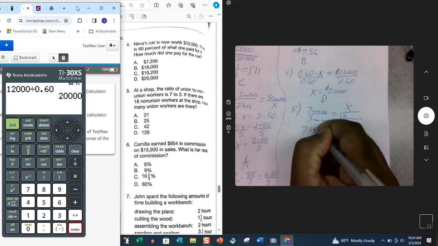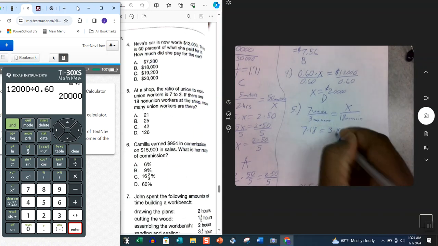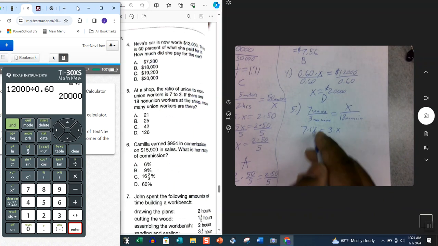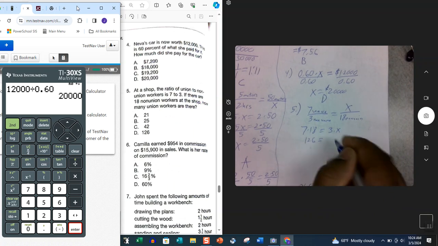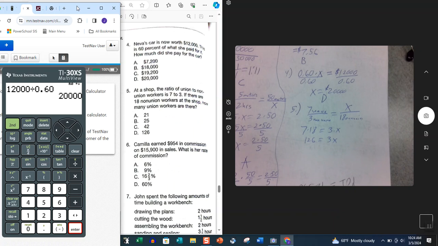So we have 7 times 18 equals 3 times X. 7 times 18 is 126. Is equal to 3X. We divide each side by 3. And we can take 126 divided by 3. And that gives us 42. So it's 42 union workers, which is C.